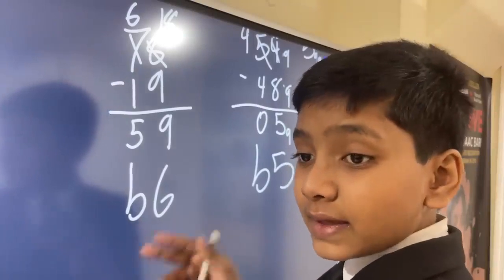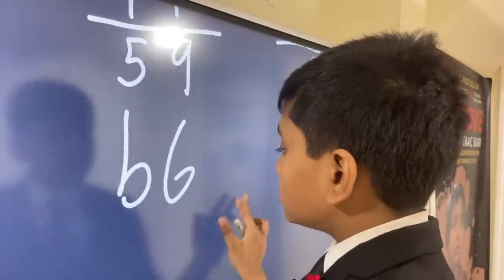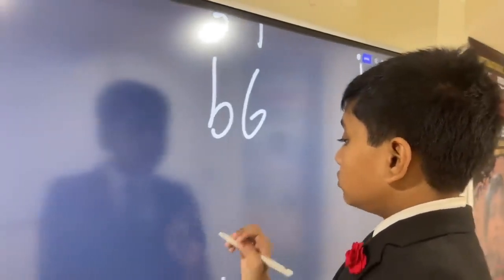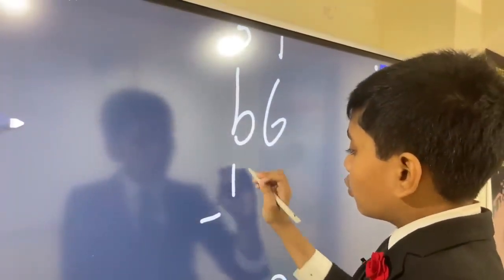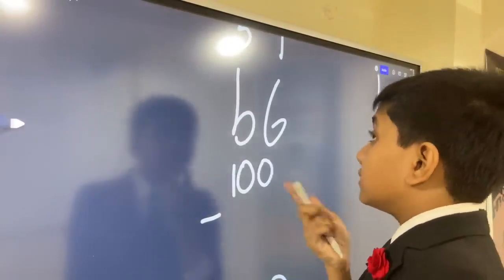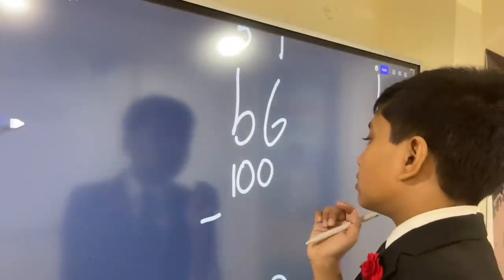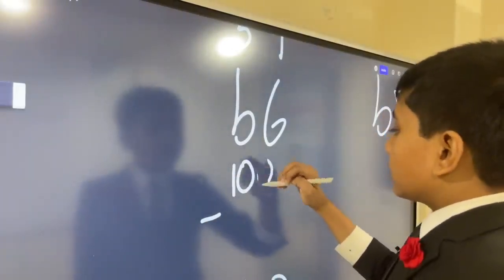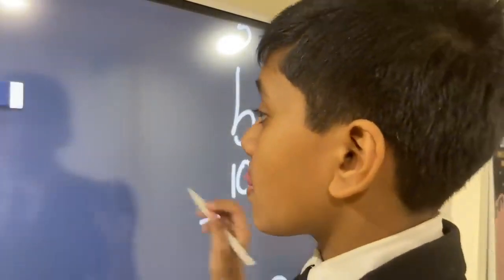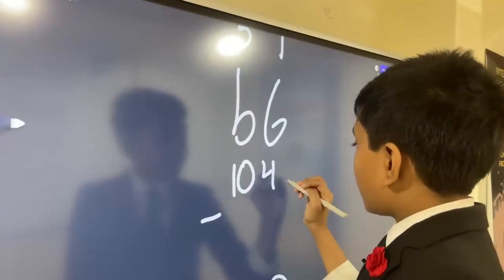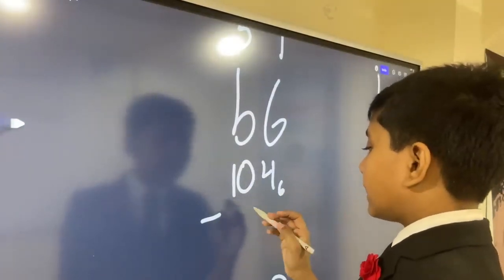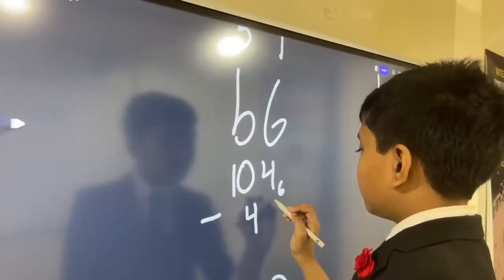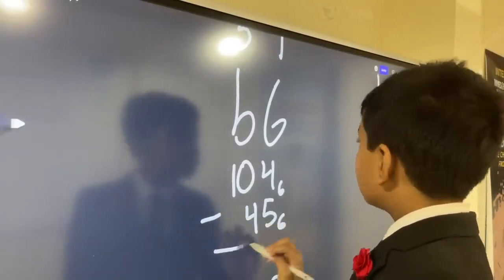Okay, so for base 6, I'm going to show you how you can basically bring things over. I know that sounds confusing. Let me show you. Let's say we have 1,000, and, what can I do here? Let's say we have 104 base 6. We were subtracting it from 45 base 6.